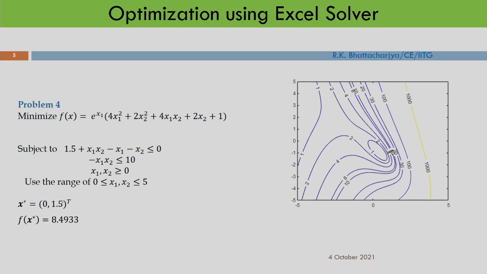We have already solved this problem using genetic algorithm, and we got the constraint optimal solution of this problem, and the solution is 0 and 1.5, and the objective function value is 8.4933. Okay. So here this is the objective function, and we have two constraints. This is the first constraint, this is the second constraint, and x1 and x2 are positive and the range is between 0 and 5. That means x1 is between 0 and 5 and x2 is also between 0 and 5.